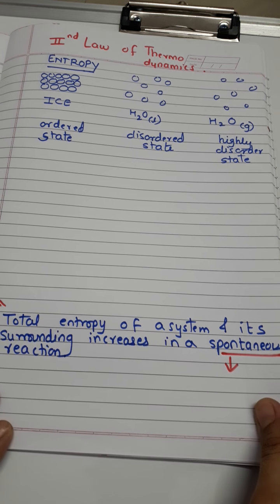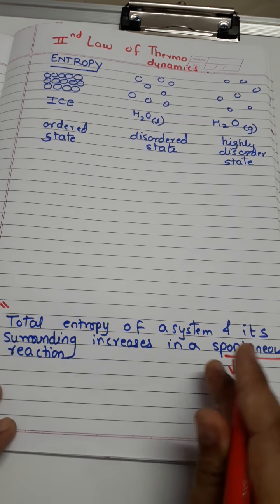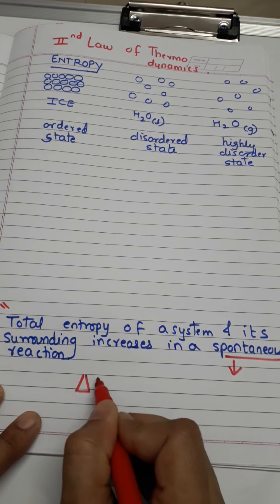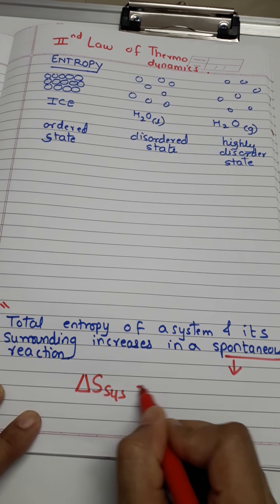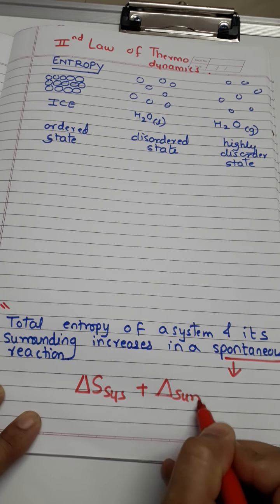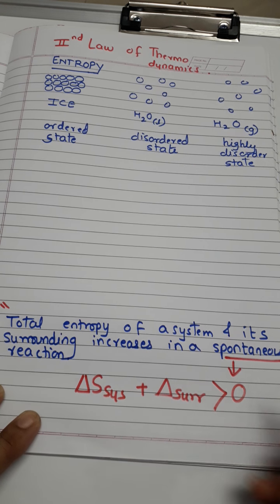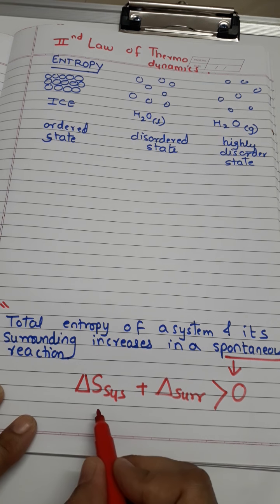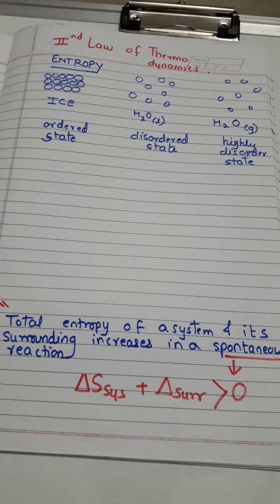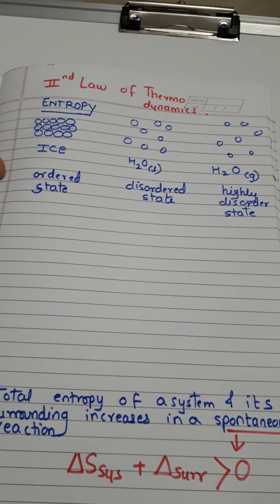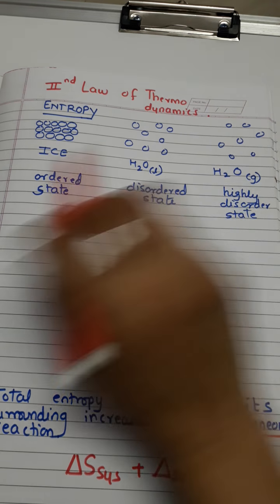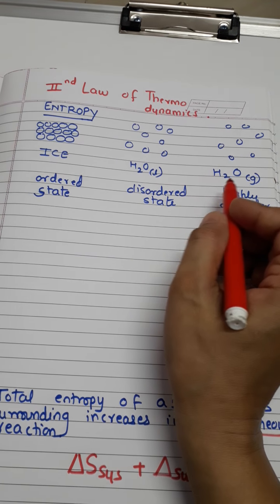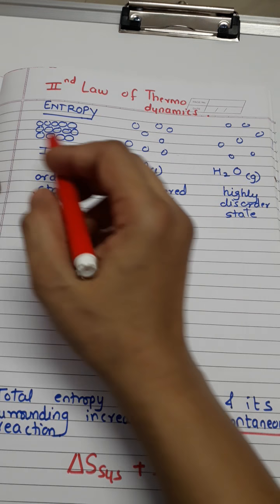Now in order to understand this second law of thermodynamics, that entropy of the system plus entropy of the surroundings increases in a spontaneous process, let us first understand the meaning of entropy. Just look at these pictures that I have drawn here. We have ice, we have water in the form of liquid, and we have water in the form of gas. Now what do we see?